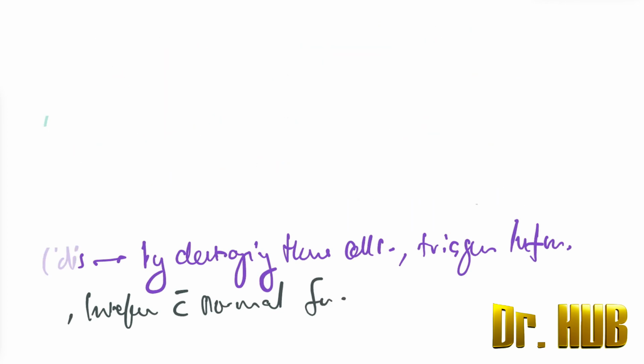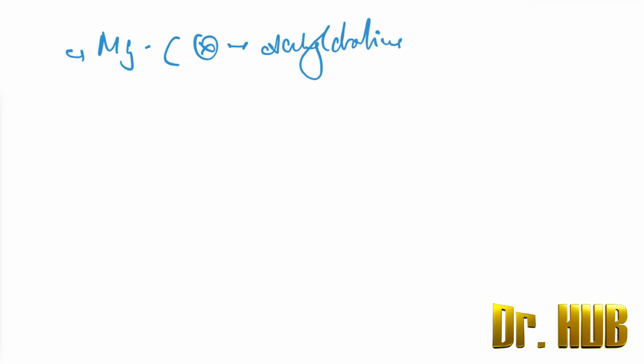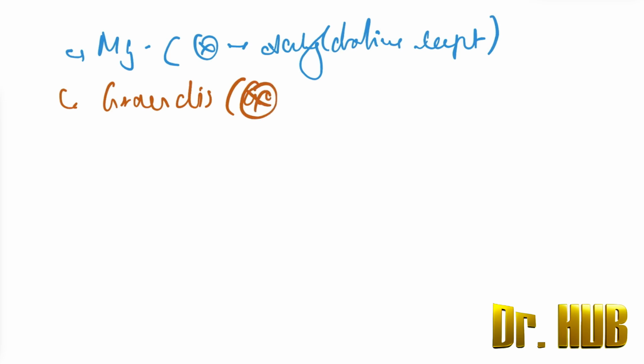So what are the examples? Examples include myasthenia gravis, which is against the acetylcholine receptor. Then there is Graves' disease, which is against the TSH receptor.